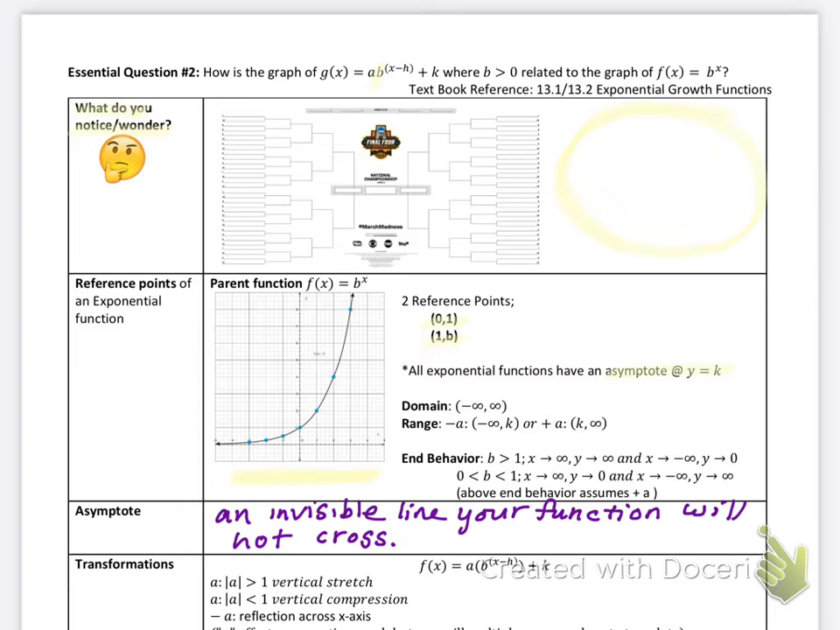Some other things to note are our key features, our domain and our range. Our domain will always be negative infinity to infinity. Our range will be based on our k and whether our a is positive or negative. And then there's our end behavior, which is also going to be based on that a and on what our asymptote is. So let's go ahead and get started. I'm super excited to talk to you about graphing exponential functions.